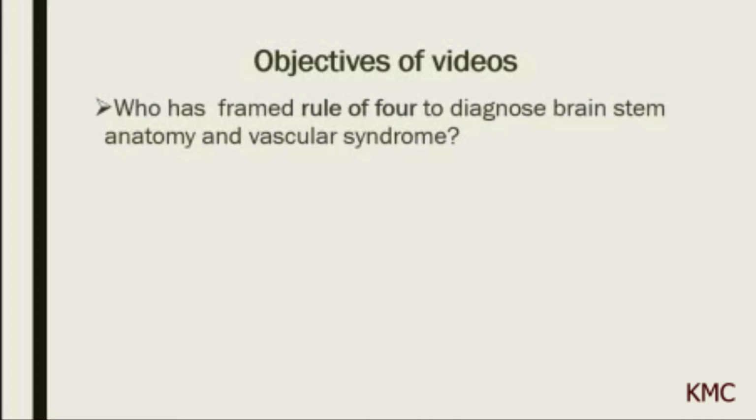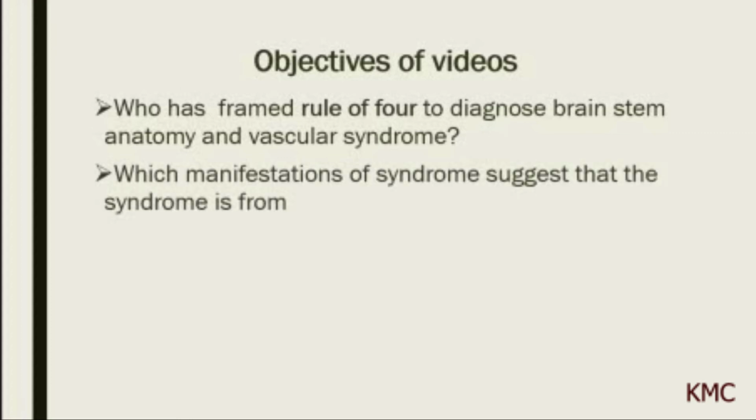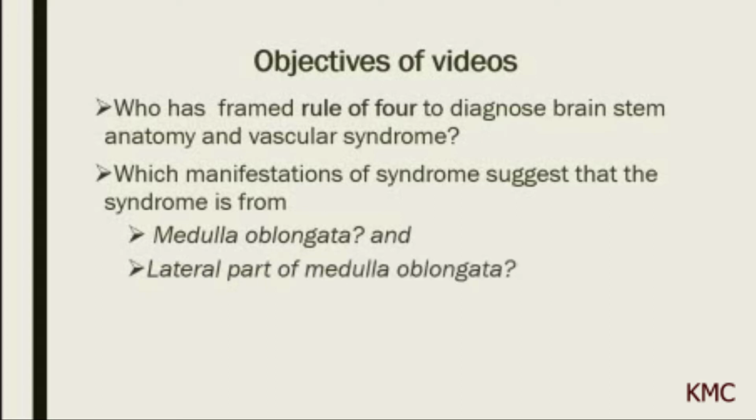Let us analyze what made us to arrive at diagnosis of lateral medullary syndrome. For that, we need to define the objectives of the video. They are: 1. Who has framed 4 rules to diagnose brainstem anatomy and vascular syndrome? 2. Which manifestation of syndrome suggests that the syndrome is from medulla oblongata and from lateral part of medulla oblongata? Next objective is: which is the main artery involved in lateral medullary syndrome?